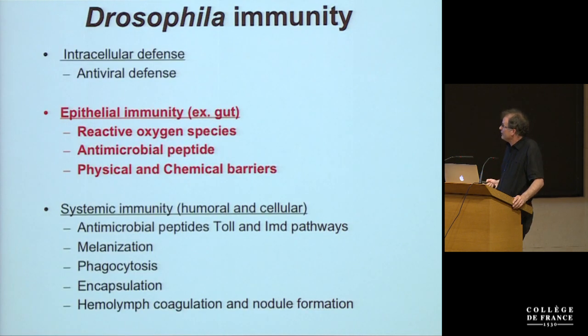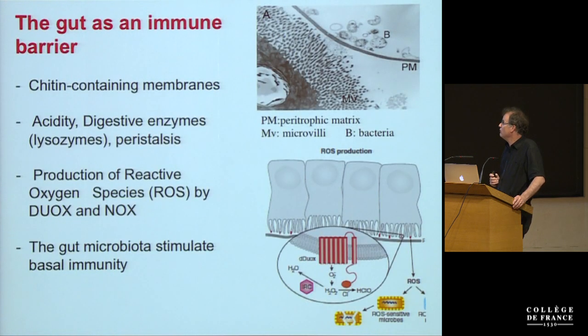Now I move to a second aspect of immunity, the gut, or epithelial immunity, which is very popular these days. And of course, this is the main route of infection, like in us. So what do we know about the gut? First, what is difficult for microbes with insects is that you find chitin everywhere, so it's very difficult to enter. Even in the gut, you find a chitinous matrix called the peritrophic matrix that prevents bacteria from touching the gut cells.